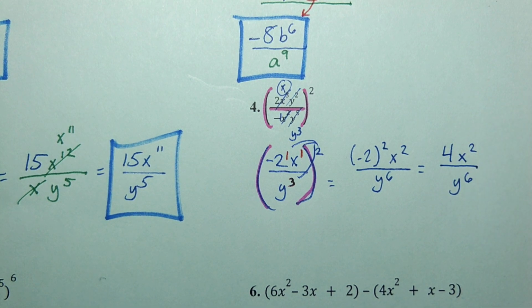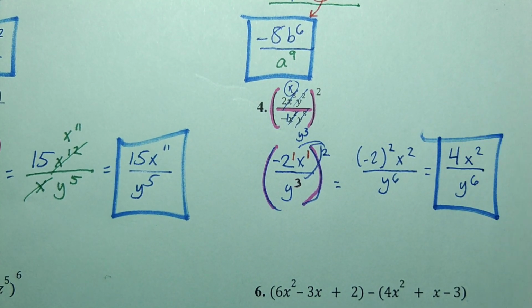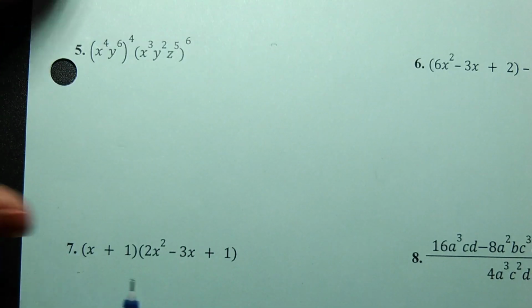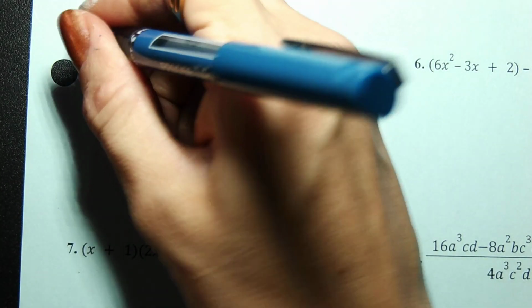How are we doing on time? We can do a few more. All right, folks, I think you can do number 5 and number 6 on your own. Go for it.